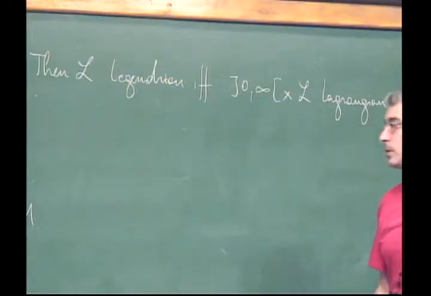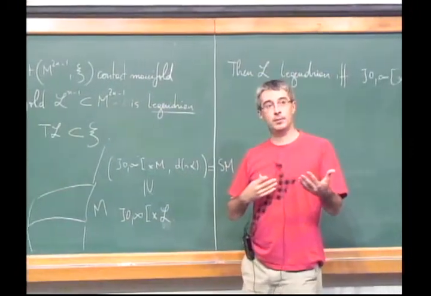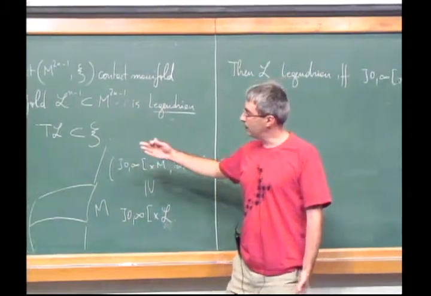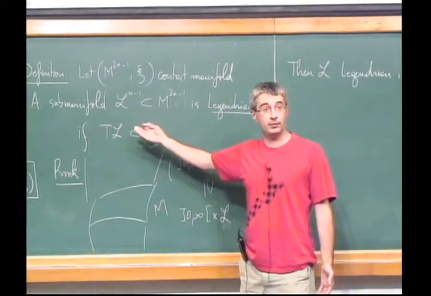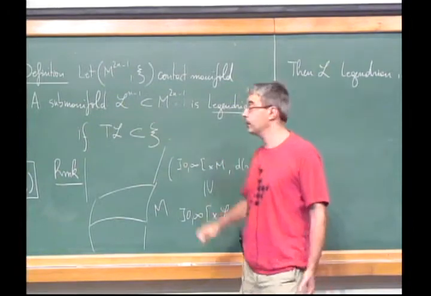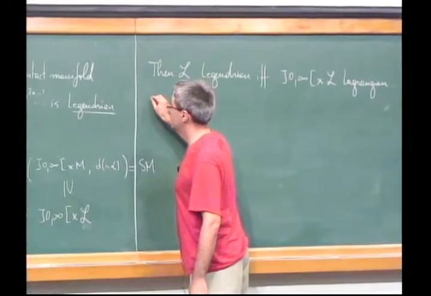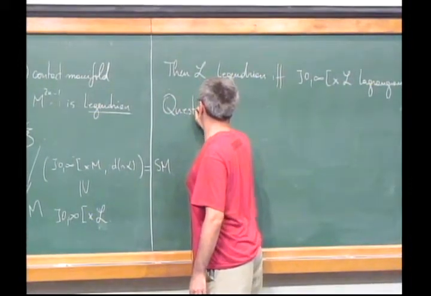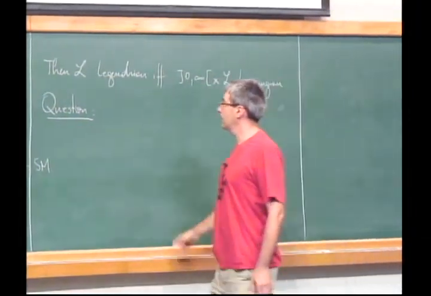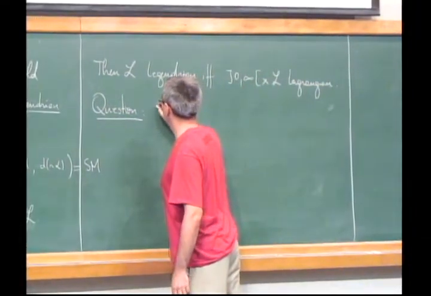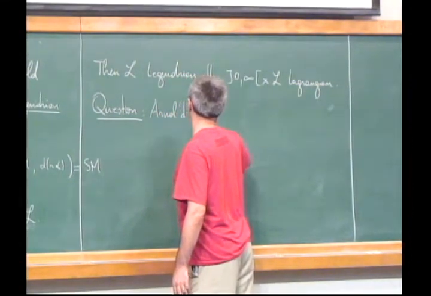Right? So just as I said that contact manifolds are odd-dimensional counterparts of symplectic manifolds, the counterparts of Lagrangian submanifolds are Lagrangian submanifolds inside here. So the following question is called the Arnold chord conjecture.